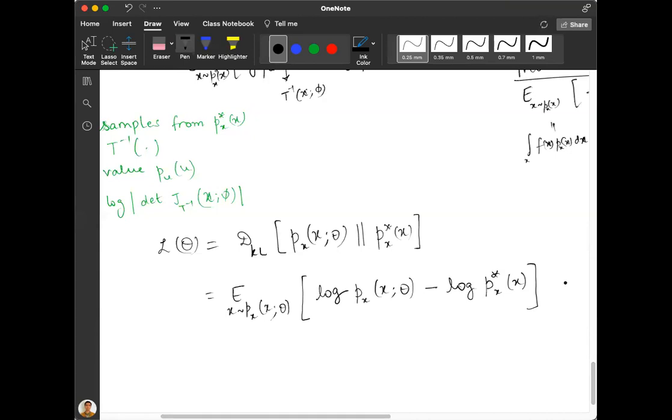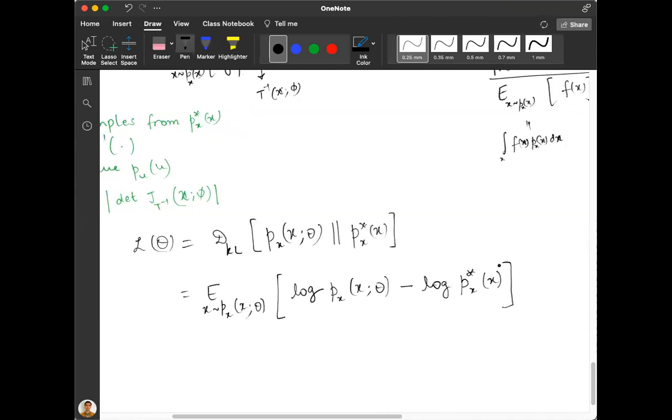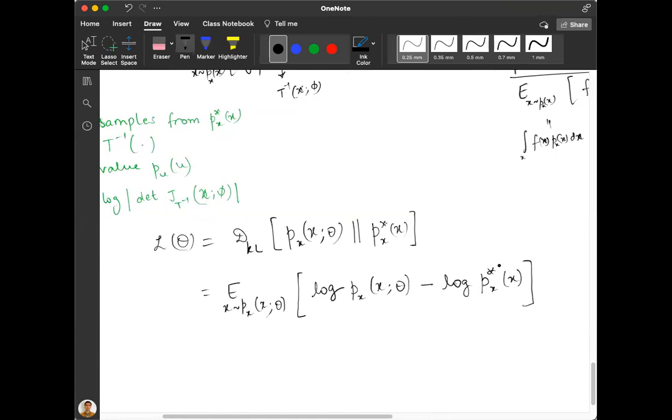Right. Now let's see what these terms are.